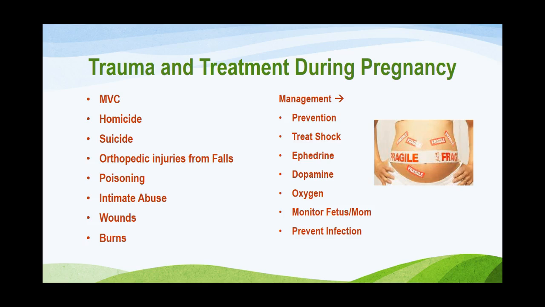If they come in and they've had some kind of trauma happen, then we've got to treat the shock, okay? Ephedrine will help increase heart rate, help increase blood pressure. That helps to treat people who are coming in with hypovolemic shock from things like a placental abruption. They may need dopamine, oxygen. We want to monitor the fetus and the mom during this trauma and treatment for it, and prevent infection as well, typically with antibiotics and standard precautions.